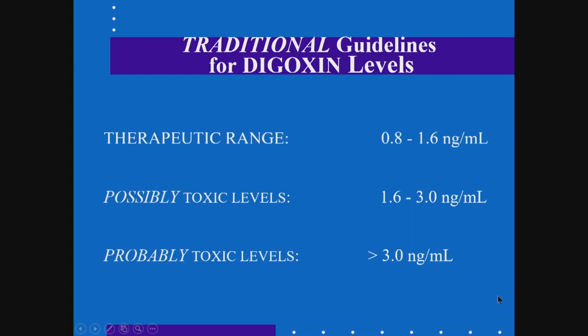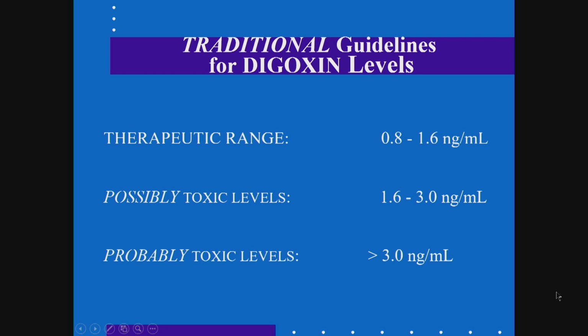So on the basis of these empirical observations, then a therapeutic target range is proposed. In this instance, 0.8 to 1.6 nanograms per ml of plasma. It was considered that levels in the range of 1.6 to 3 nanograms per ml were possibly toxic, and patients that had levels of 3 nanograms per ml or greater were probably already having digoxin toxicity.